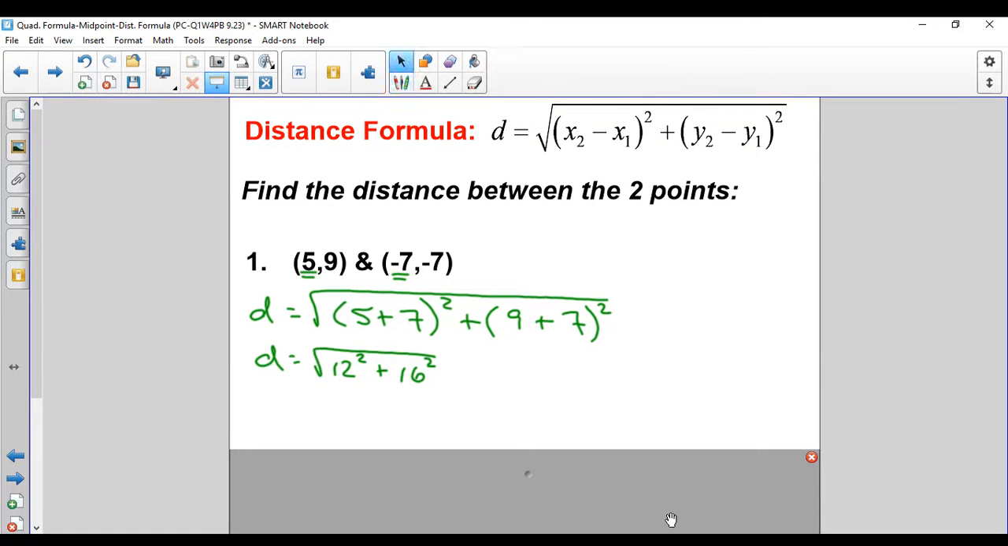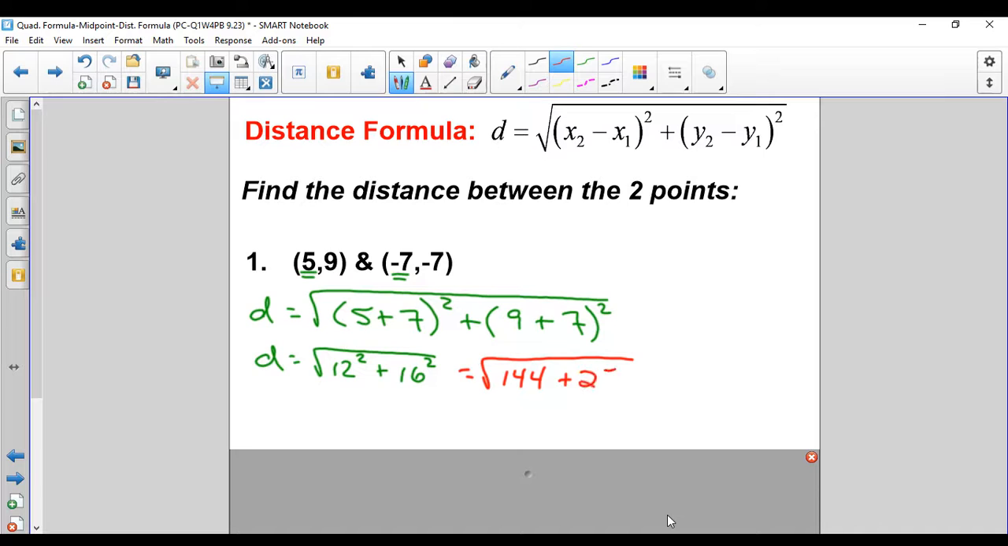Dealing with some bigger numbers, and that's okay. 12 squared is 144. 16 squared is 256. Add them. We get square root of 400. 400 is actually a perfect square, whether we realize it or not. I always try and take square root first, see if it works out for me. It ends up being 20. So the distance between these 2 points is 20 units.